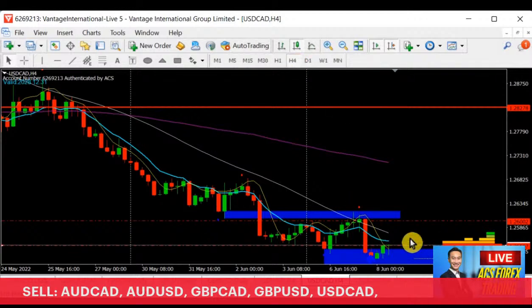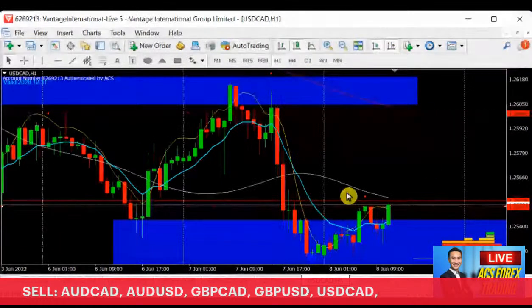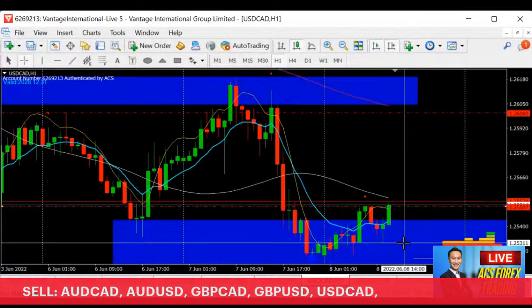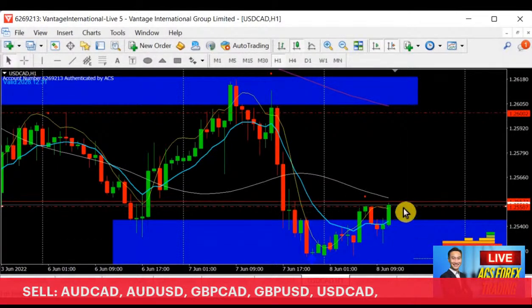This is of course a hammer, with rejection from somewhere over here, the support level. Now it is going back to retest the resistance over here. Just wait a little while for it to retest first.